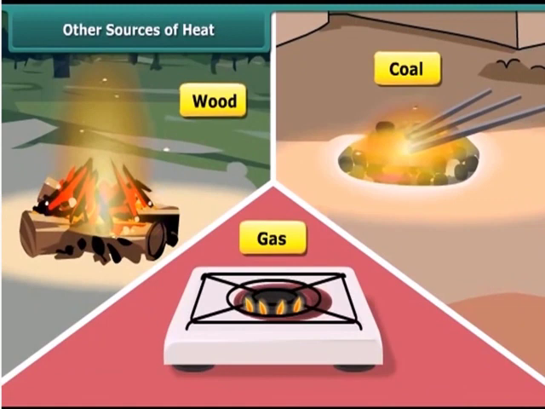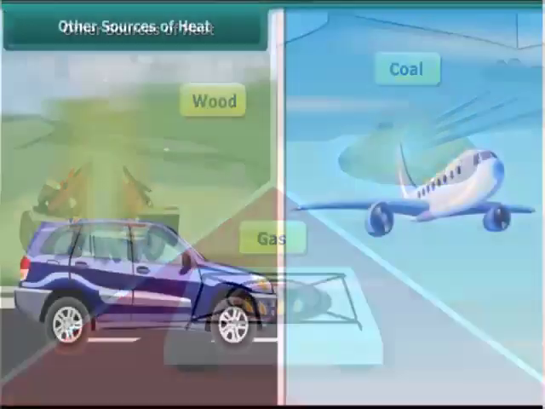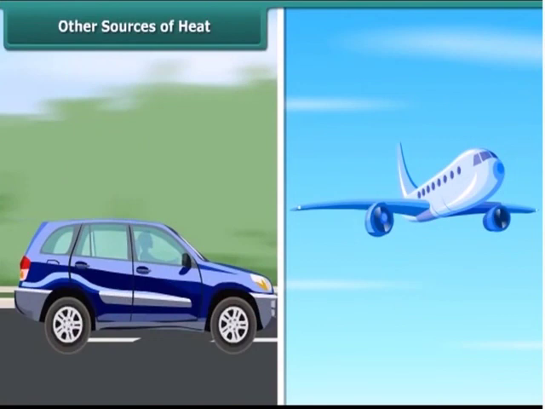Students, man can generate heat, right? How? Like by burning wood, coal, and gas. Wood, coal, and gas are called fuels, isn't it? As we know, fuels burn in machines to make them work, and a motor car runs by burning fuel, isn't it? And an aeroplane flies by burning fuel. Next we will see about electricity, and how electricity gives us heat.